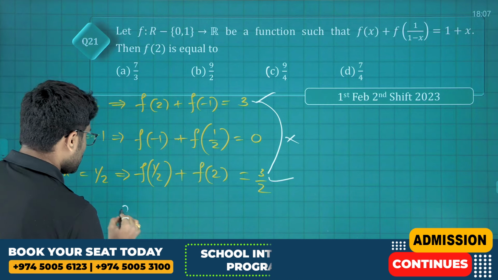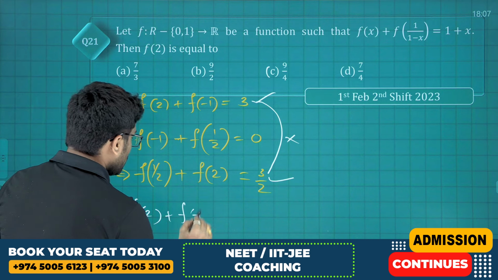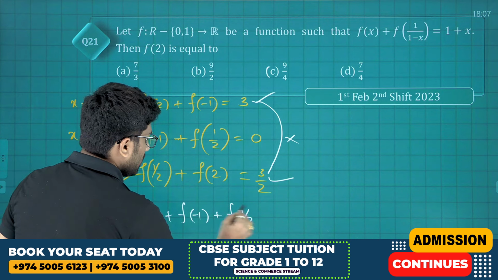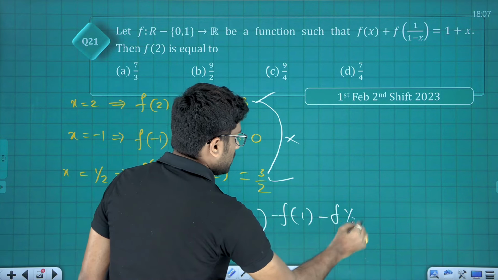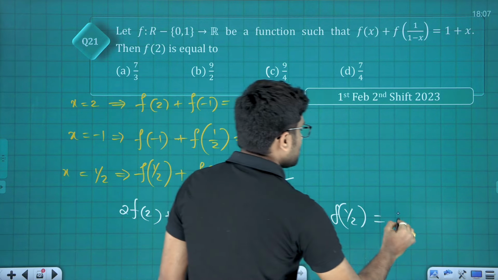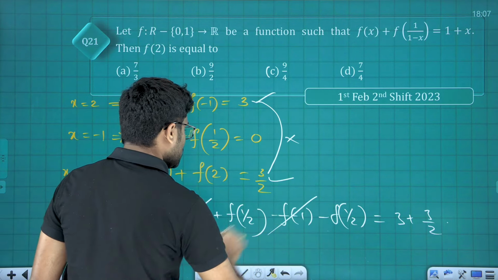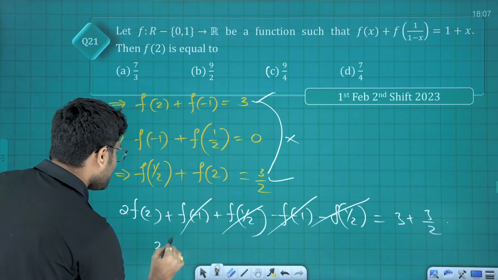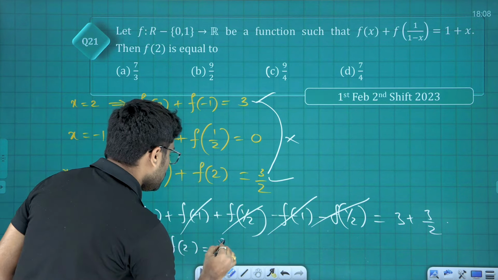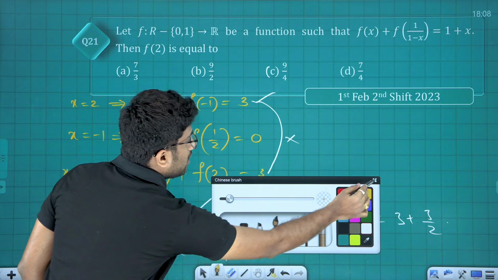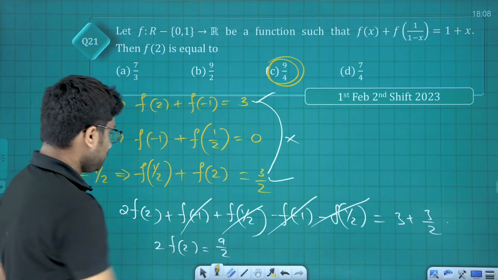f of 2 plus f of 2 is 2 times f of 2, plus f of minus 1, plus f of 1 by 2, minus the middle one, f of minus 1, minus f of 1 by 2, is equal to 3 plus 3 by 2. The f of minus 1 and f of 1 by 2 terms cancel. So 2 times f of 2 is equal to 6 plus 3, which is 9 by 2. So finally friends, f of 3 is equal to 9 by 4. Answer is 9 by 4.